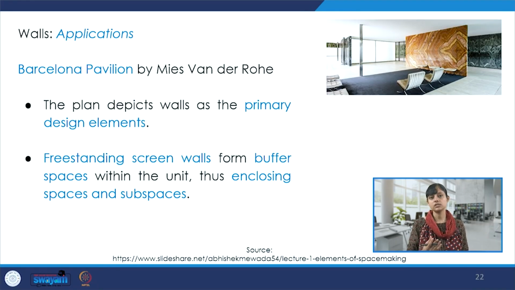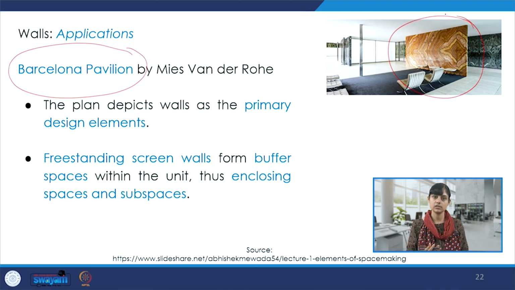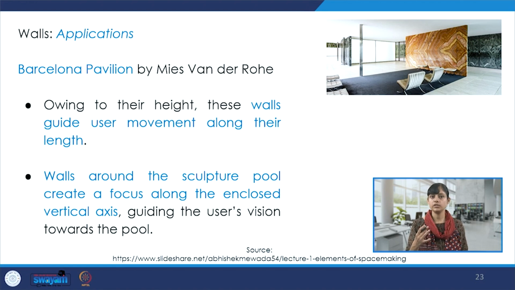Some of the applications, if we have to see, we could talk about the Barcelona Pavilion by Mies van der Rohe, a very famous project. And here the plan depicts walls being the primary design elements. The freestanding screen walls form buffer spaces, and they enclose spaces and subspaces. Also, these walls guide user movement along their length.